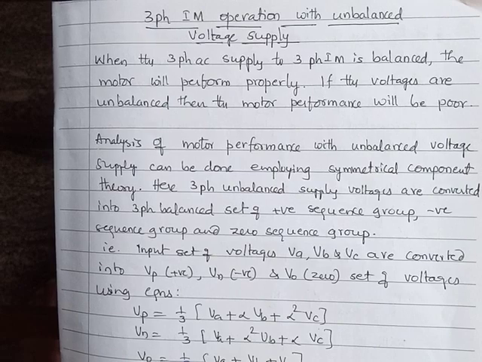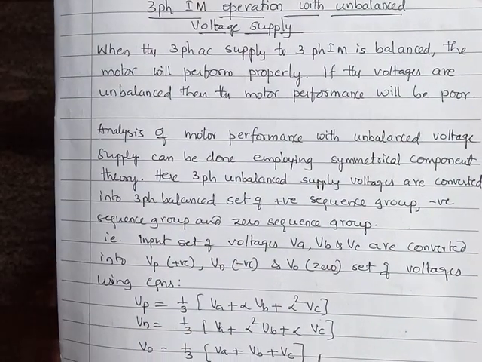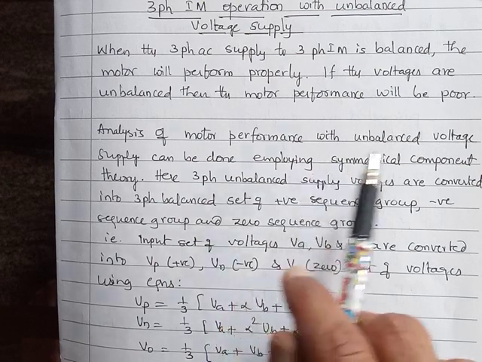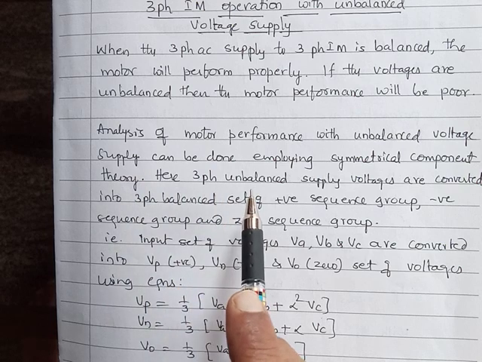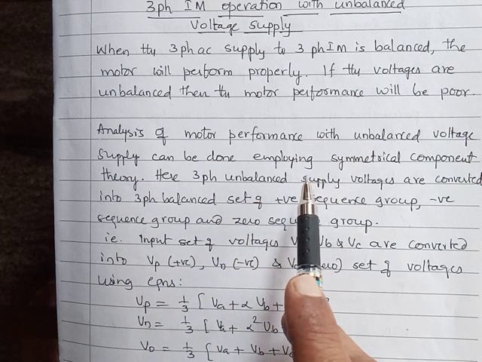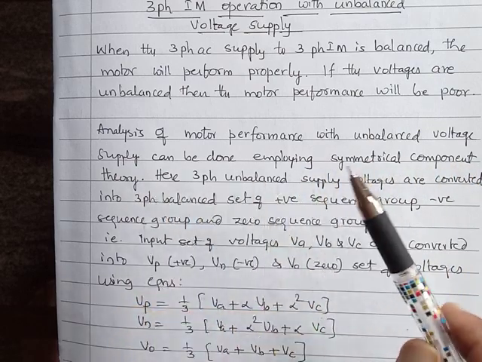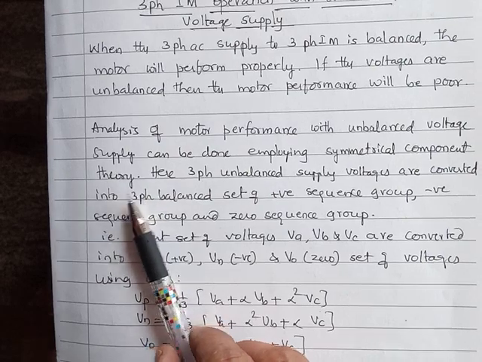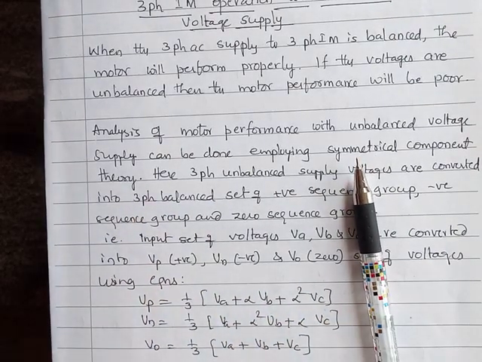And how do we analyze this? The analysis of motor performance with unbalanced voltage input can be done. Can you remember how? Employing symmetrical component theory. You have already come across this. We use that symmetrical component theory, and employing that, we do the analysis.